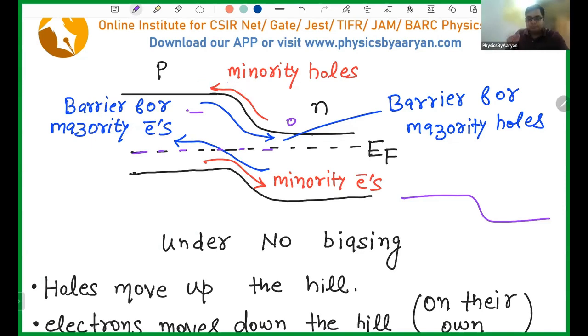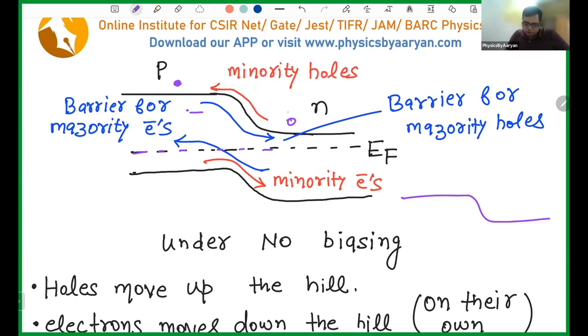And electrons have the property to go down the hill. So in P, there will be some electrons. Very few minority electrons are there, so they will move by default below. They will move automatically below and holes will move automatically above. So minority charge carriers are moving automatically, because electrons can move down and holes can move up.